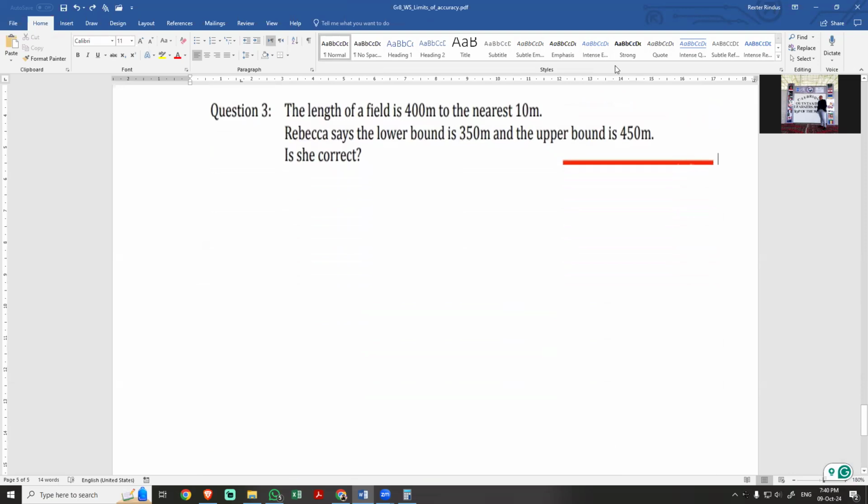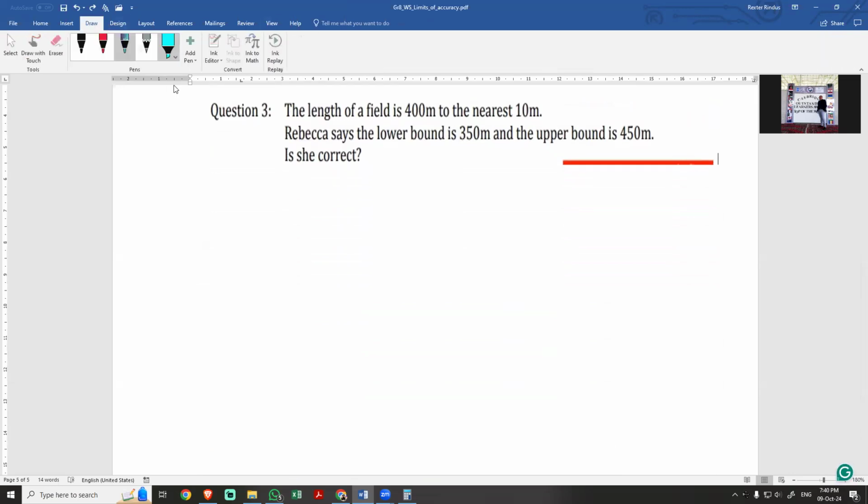All right. So the question here is that the length of a field is 400 meters to the nearest 10 meters. Rebecca says the lower bound is 350 and the upper bound is 450. The question is just asking if Rebecca is actually giving the correct upper bound and lower bound.